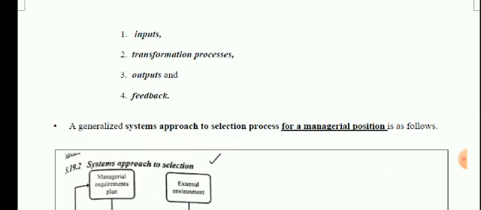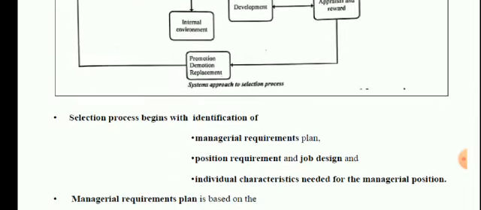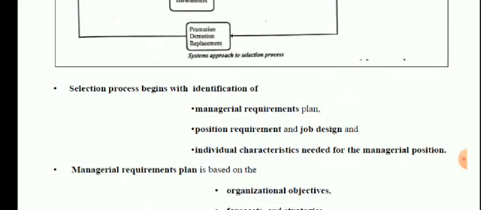As we have seen, there are four elements of a system approach. Then we will find out what the selection process is and what it begins with. The selection process of any organization begins with the identification of the managerial requirements plan: how many members in each section, personnel manager, finance manager, purchase manager, different managers, and supervisors under each manager.